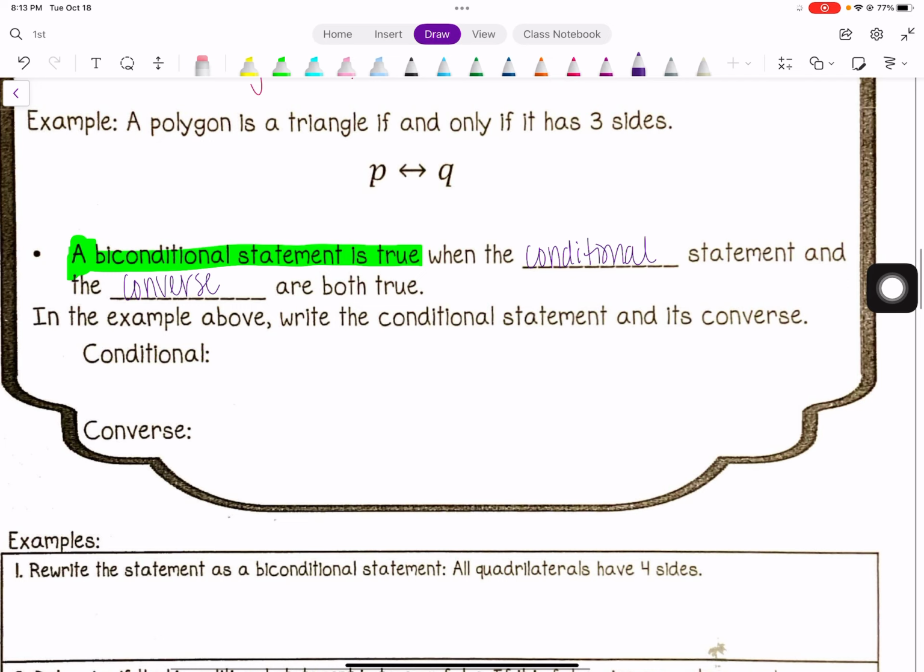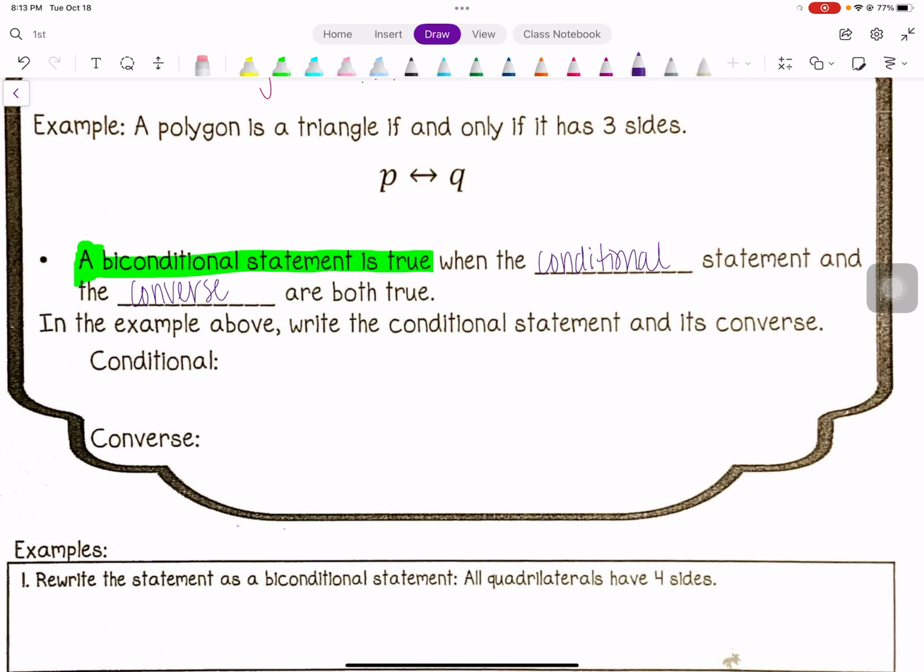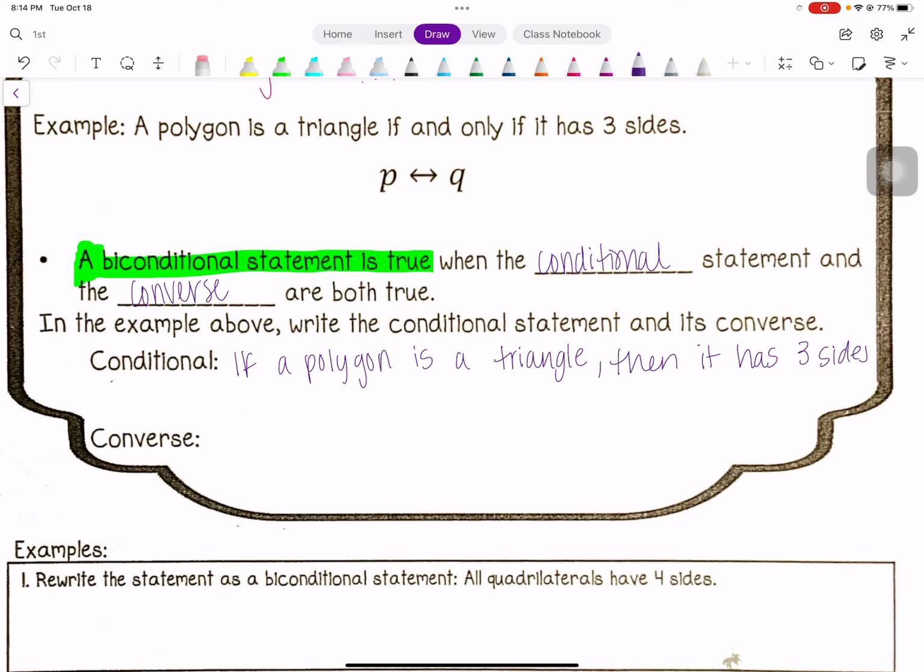Okay, so for this one, we are going to use this one up here. It says, in the example above, write the conditional statement and its converse. So a polygon is a triangle if and only if it has 3 sides. We're going to say if a polygon is a triangle, then it has 3 sides. Remember, the conditional is when you add if and then. So a polygon is a triangle, and we're going to say then it has 3 sides.